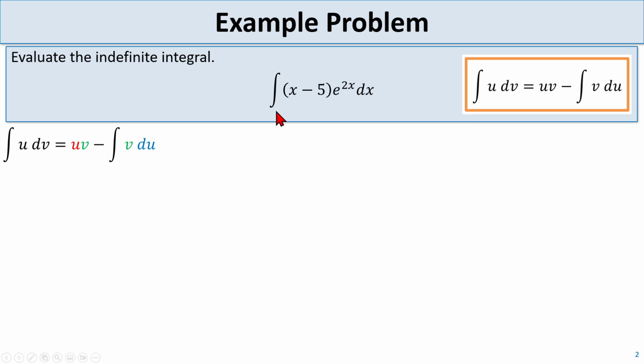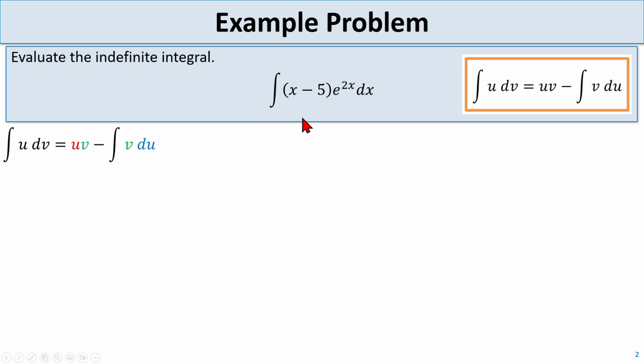So here we're going to evaluate the integral of the quantity x minus 5 multiplied by e to the 2x. Note that you cannot solve this using just the method of substitution. Something that might come to mind is if you use the method of substitution, you could let u equal 2x. But what will end up happening then is that this x will turn into a u divided by 2. And then you'll end up with a u times e to the u. And there's no way to compute that without using integration by parts.